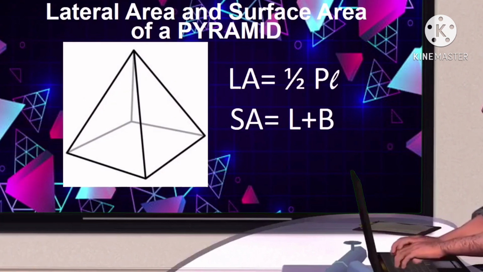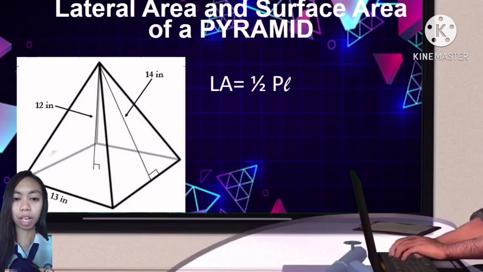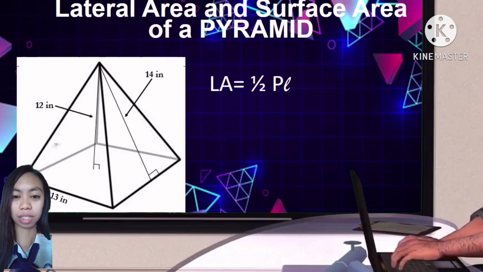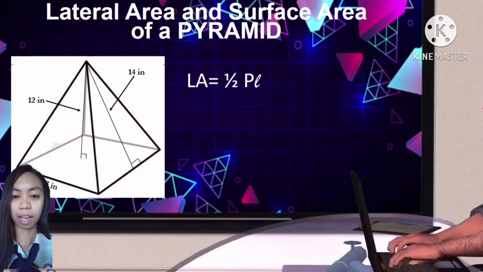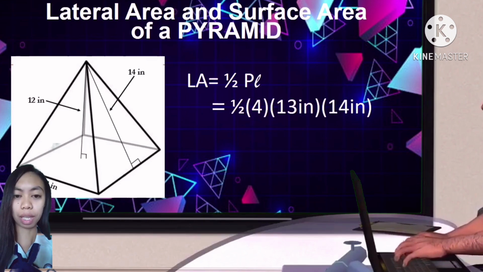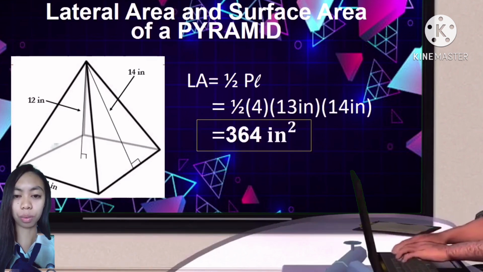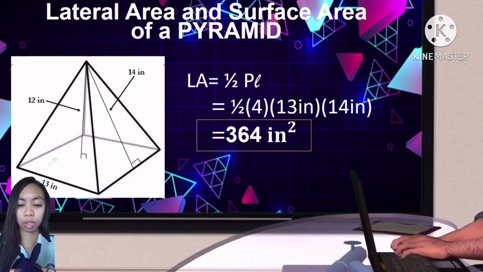The formula of a lateral area is 1/2 times perimeter times slant height. For surface area, it is equal to lateral plus area of the base. The formula of the lateral area is L equals 1/2 perimeter times slant height, which is equal to 1/2 times 4 times 13 times 14, which is equal to 364 inches squared.